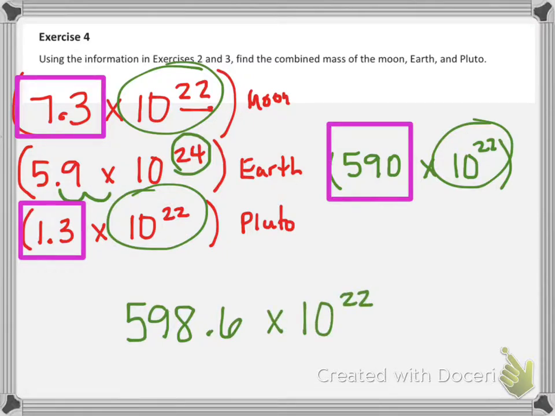And then, of course, I need to change back into scientific notation. So 2 places to the left gives me 5.986 times 10 to the, well, I moved 2 places and made it smaller, so this has to be bigger to compensate, and that is 10 to the 24th power. So 5.986 times 10 to the 24th power kilograms is the combined mass of the Moon, Earth, and Pluto.